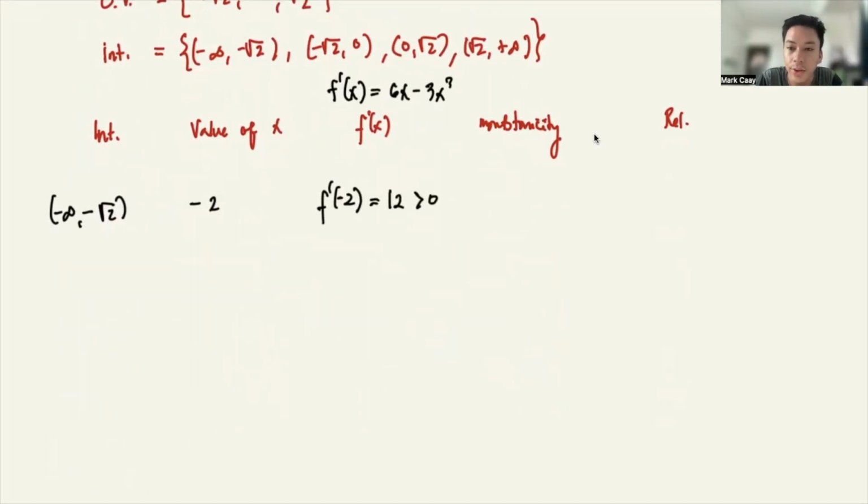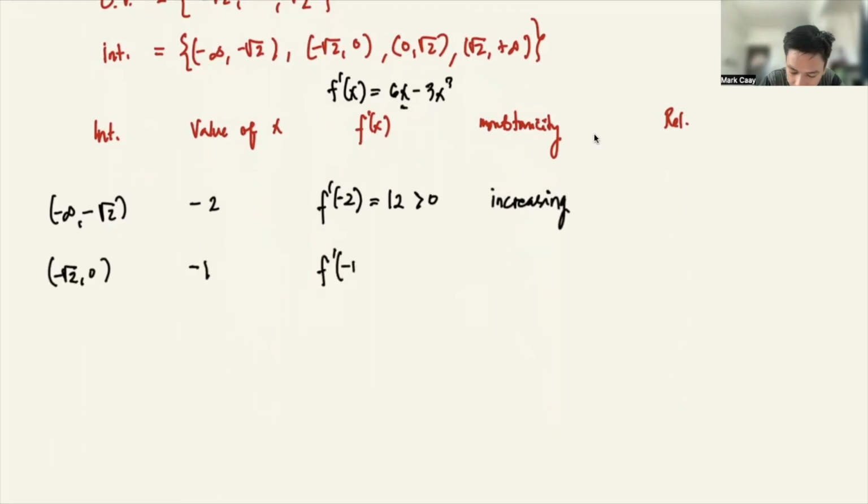So what does the theorem or definition say if f prime of x is greater than 0? This is increasing. We don't have a conclusion yet for relative extrema because we're just starting from negative infinity. So how about negative square root of 2 to 0? In between negative square root of 2 and 0, we can pick negative 1. And if we plug in negative 1 there, what comes out? I'll leave it to you. If I substitute that, it becomes negative 3, which is less than 0, so this is decreasing. Because our interval has an endpoint at a critical value, then we have a relative extremum.